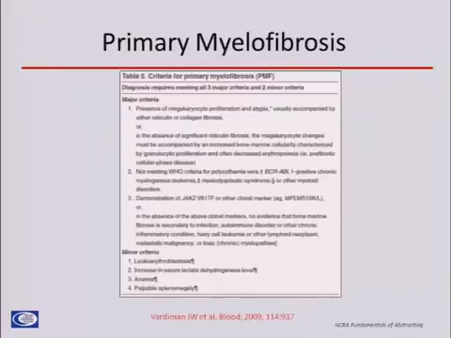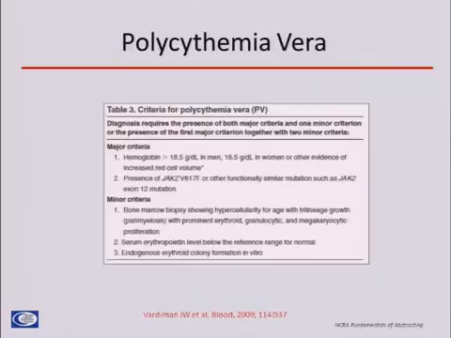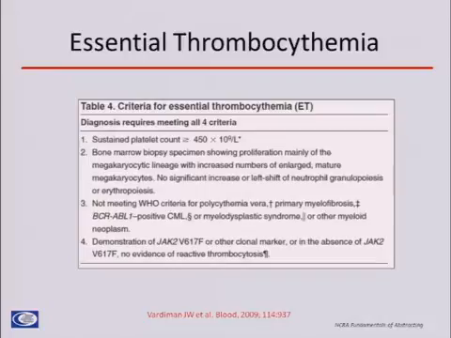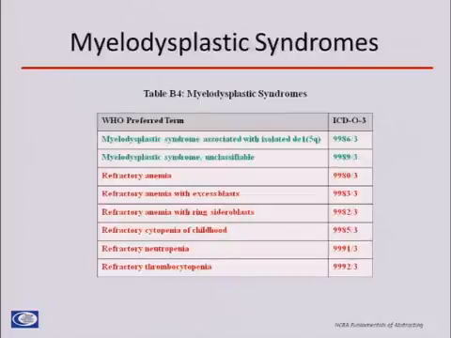This is just to show you that each one of these conditions has a set of criteria. And the pathologist and the clinician will go through this criteria because it is usually a combination of pathologic and laboratory testing plus clinical signs that will meet this criteria. Polycythemia is similar with major and minor criteria. Essential thrombocythemia also. So those groups have specific criteria that put them into the different groups.